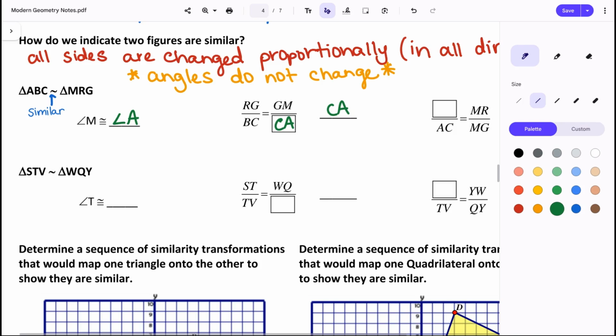So you're not going to want to compare AC and fill something in over here. You're going to want to use this MR and compare it to that first triangle in order to fill in this blank. What letters should go with MR? Good, AB.